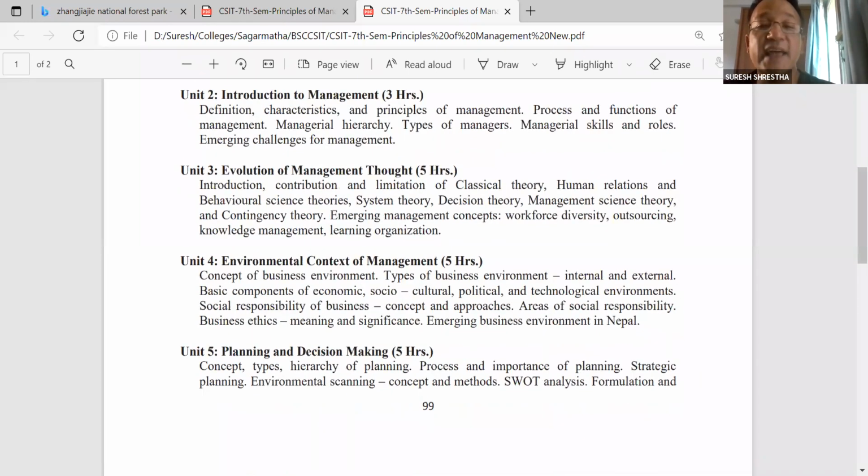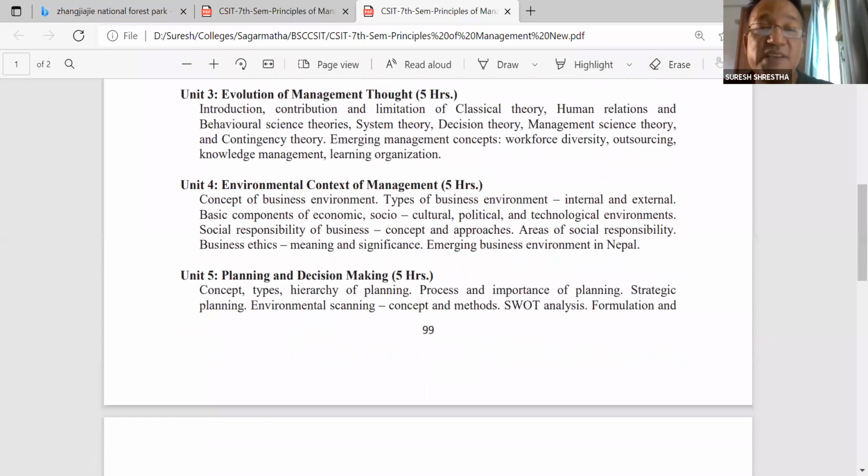Then in unit 2, we will enter into the basic fundamental things about management, where we try to define what management is, what the characteristics of management are, and what the different functions in management are. We'll talk about the different kinds of managers, that managers have to have different skills, and what different roles they play in the organization. We will cover that in the second unit.